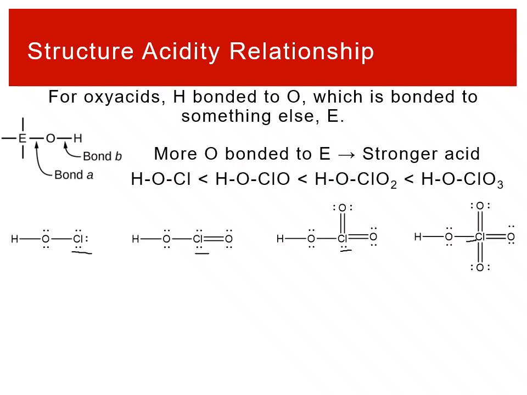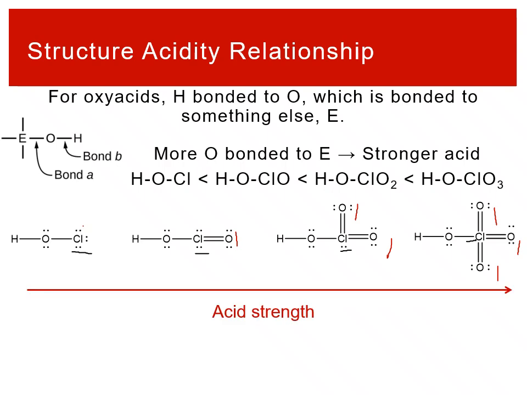So in this case, as I go up, I can see that I have 0 oxygens, then 1 oxygen, or sorry, I have 2 oxygens, and then finally I have 3 oxygens. As the number of oxygens increases, I would get a stronger acid. So I need more and more oxygens, and you can relate acid strength to the number of oxygens in the molecule that are attached to that base atom, the chlorine in this case.